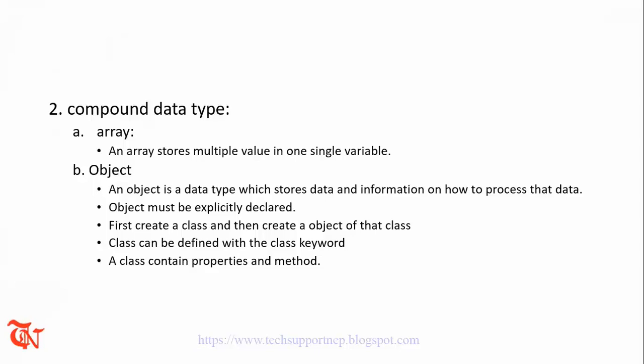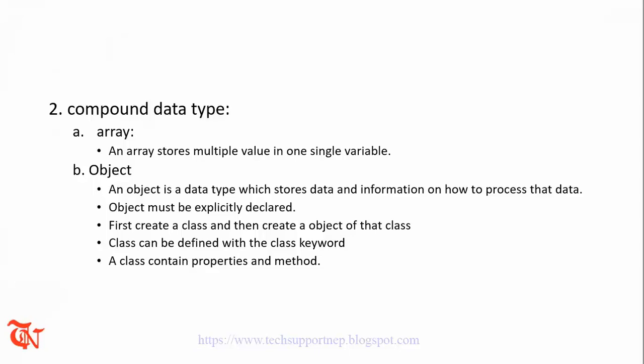An object is a data type which stores data and information on how to process that data. An object must be explicitly defined or declared. First create a class and then create an object of that class.